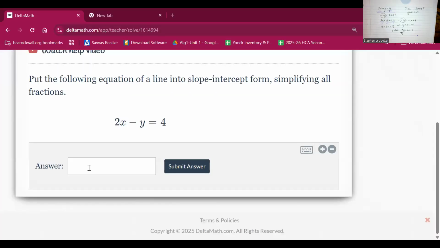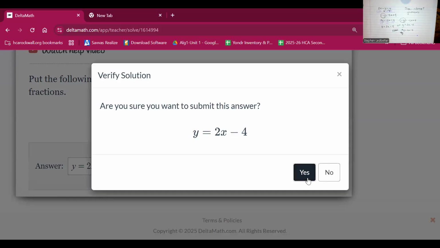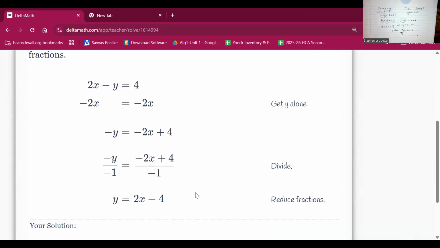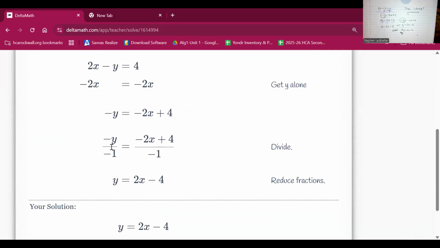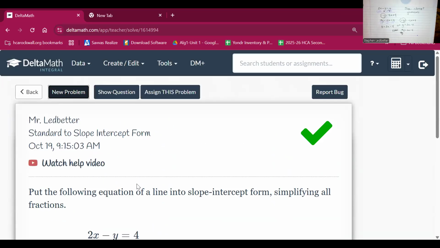I guess I better answer this, huh? Put the following equation in slope-intercept form. All right, so we got y equals 2x minus 4. That's what we got. So we hit that. Yes, and there it is. See, look, see how the y is, they put a -1 underneath it? Same thing. All right, let's do one more, and then I think we'll be good.